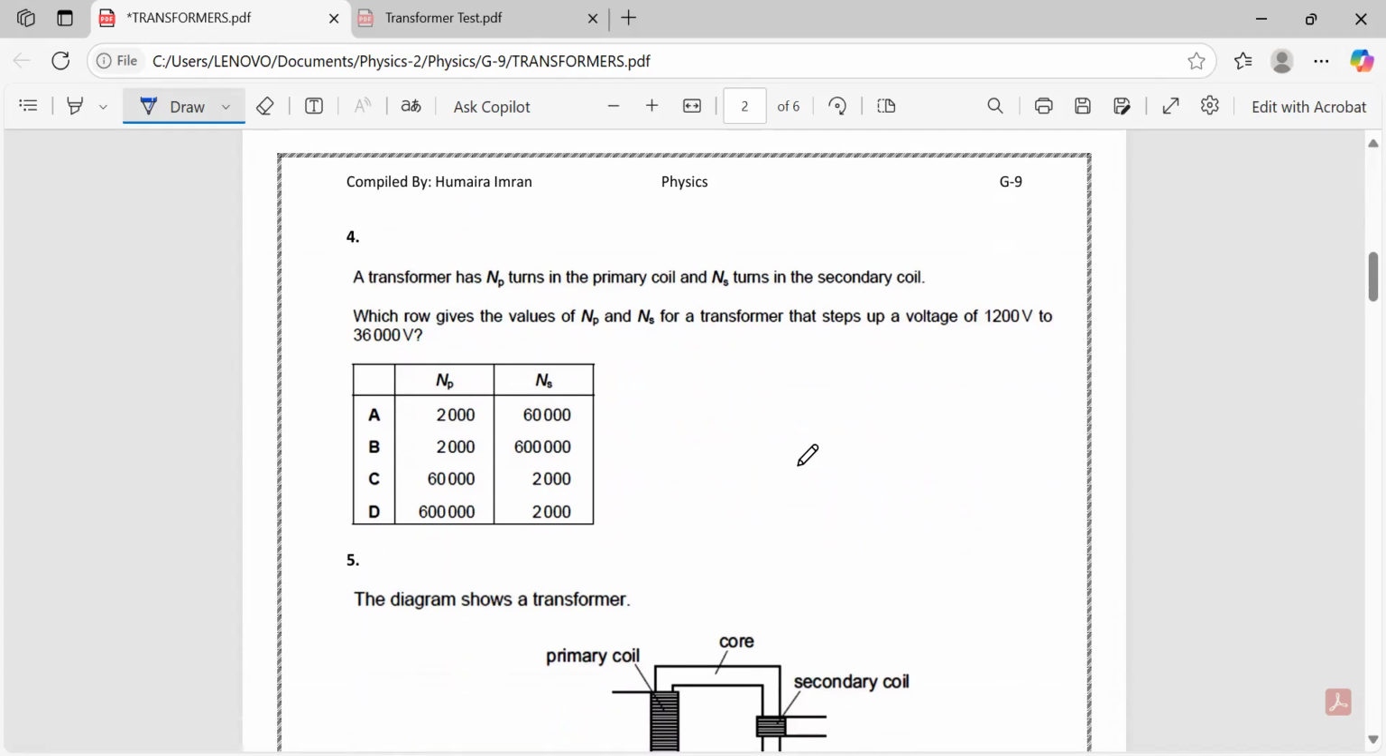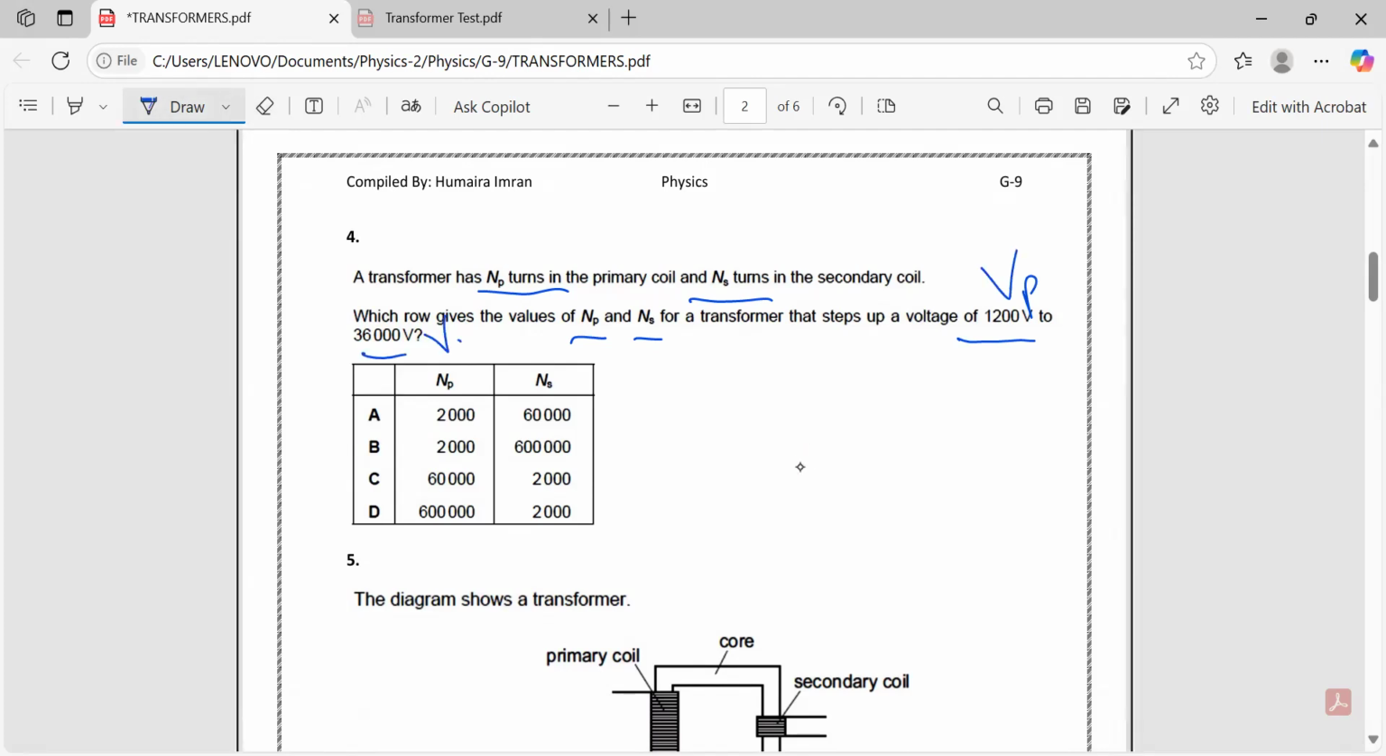turns in the secondary coil. Which row gives the values of NP and NS for a transformer that steps up a voltage of 1200 volts to 36,000 volts? NP is given to you, NS is also there. So which row gives the correct value of NP and NS for the step up of voltage from this to this? Let's suppose this is NP, and this is VP, sorry, and this one is VS.